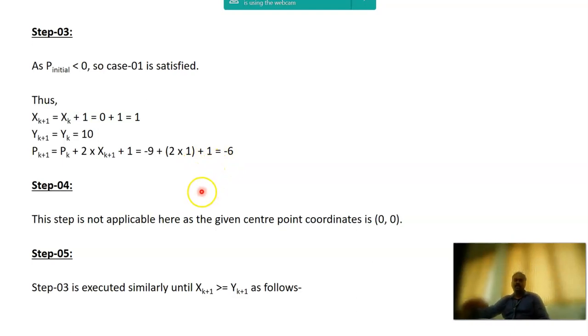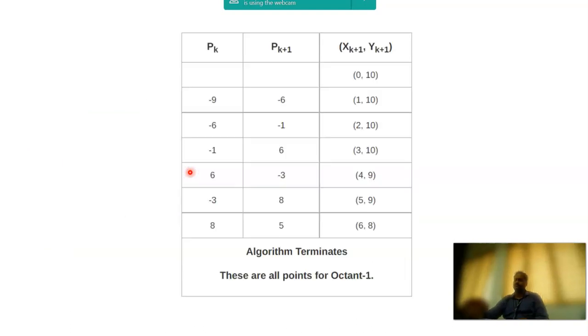In the second iteration, the pk value is still negative, which means we have to repeat this process. The x value is increased to 2, and y we keep at 10 itself. So the points are 1, 10 and 2, 10.